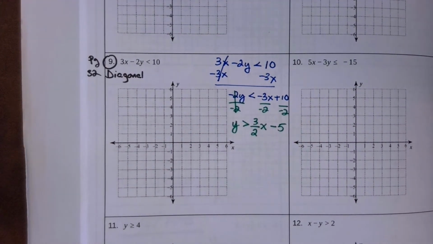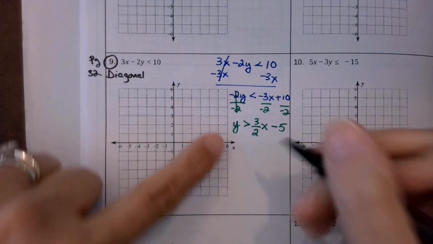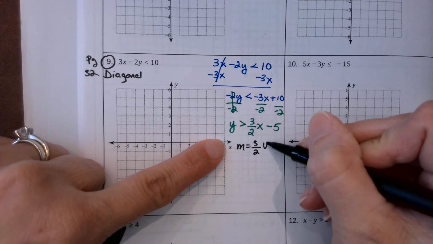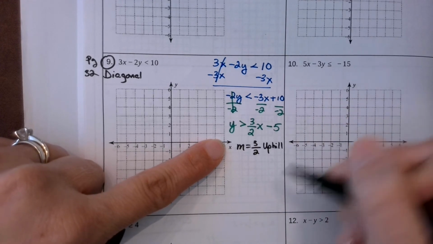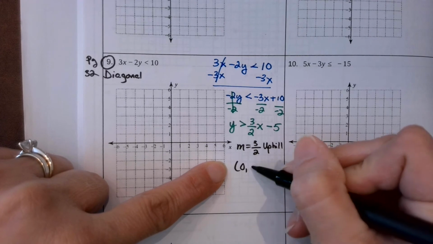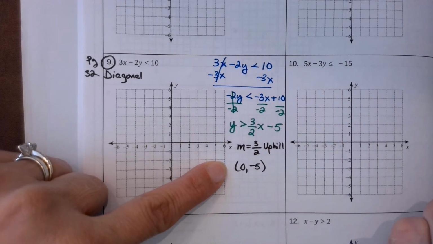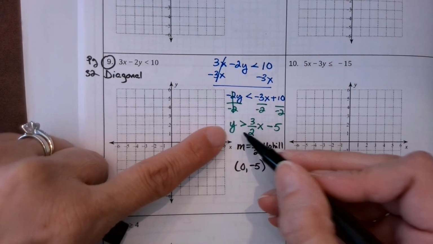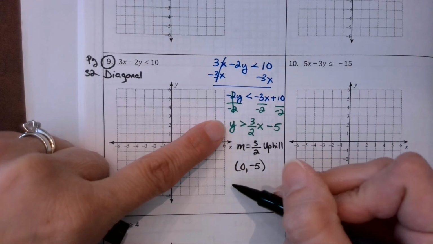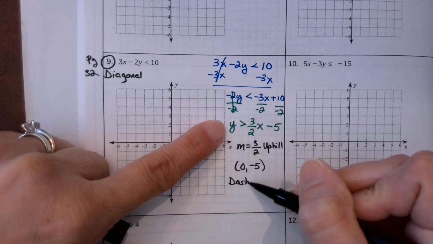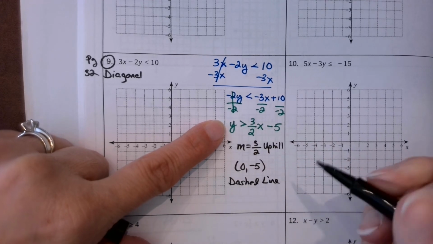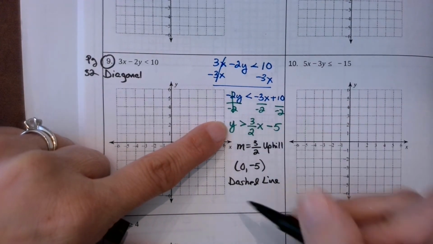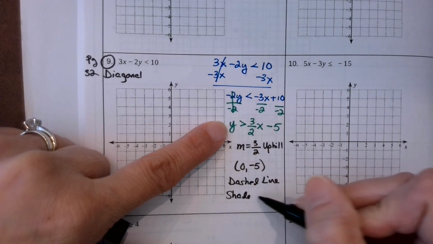And let's say some things about this. Okay, looking at that equation, I know that the slope is 3 over 2, so the line is going to be going uphill. I know that my y-intercept is 0, -5. That's the starting point. Let's see, should the line be solid or dashed? There's no equal sign, so I'm going to do a dashed line. And am I going to shade above or below? It says greater. The y's have to be greater, so I'm going to shade above.